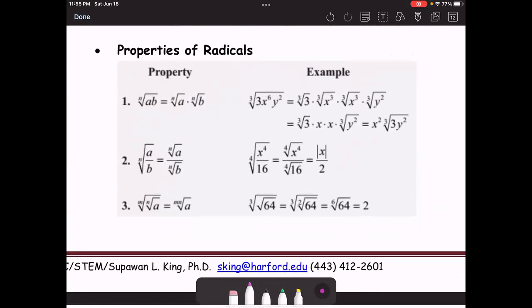For the properties of radicals, the first one is called the product property. The nth root of A times B is equivalent to the nth root of A times the nth root of B. The second property is called the quotient property. The nth root of A over B is the same as the nth root of A divided by the nth root of B. The last one is the mth root of the nth root. You can write it as the n times m root of the quantity A.